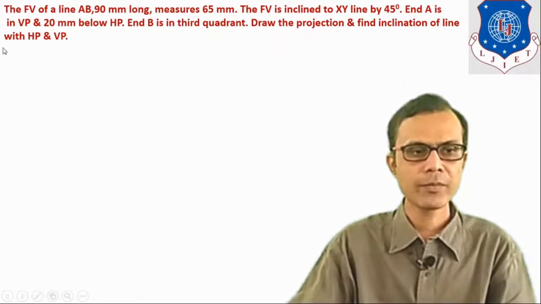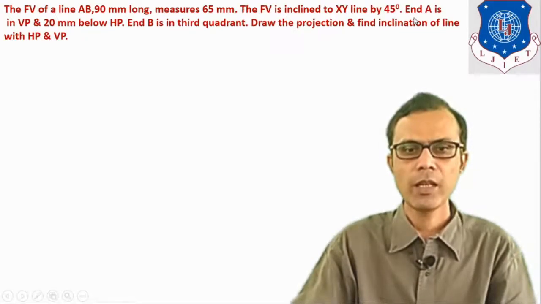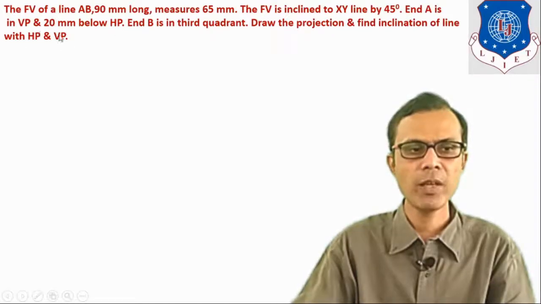Given data is the front view of line AB, 90 mm long, measures 65 mm. The front view is inclined to XY line by 45 degrees, and A is in VP and 20 mm below HP. Another end B is in the third quadrant. Draw the projection and find out the inclination of the line with HP and VP.